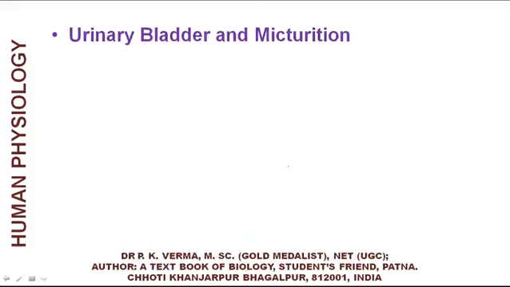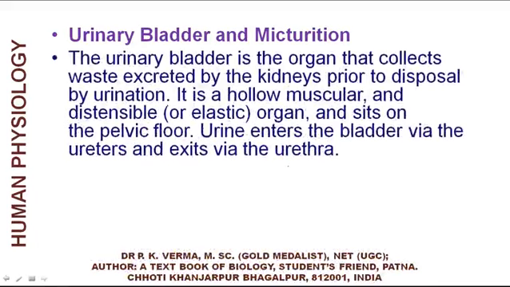Now, see the structure and function of urinary bladder. The urinary bladder is the organ that collects waste excreted by the kidneys prior to disposal by urination. It is a hollow muscular and distensible organ and sits on the pelvic floor. Urine enters the bladder via the ureters and exits via the urethra.